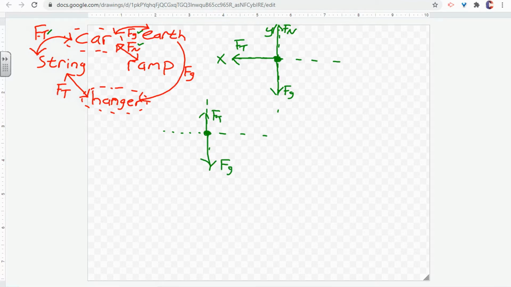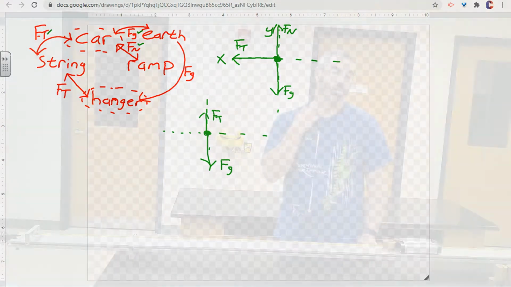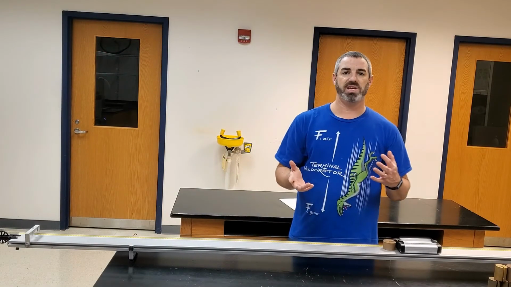Okay, so we have this acceleration going on for our free body diagrams. We can see the car is accelerating, and we can see that the hanger is accelerating. All right, so we could see the free body diagram.